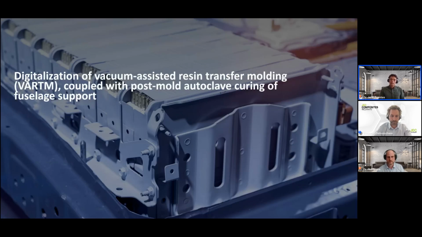Now, let's put this information into a context, into a case study of one of our customers. So here, the process was vacuum-assisted resin transfer molding. Most of you might be familiar with that process. Of course, usually this is coupled with a post-cure, and this is done in an autoclave for the aircraft industry. And we're just gonna name a fuselage support as an example of a part.